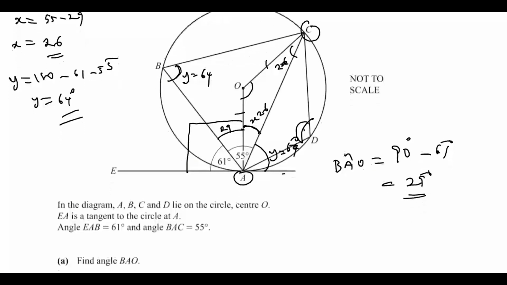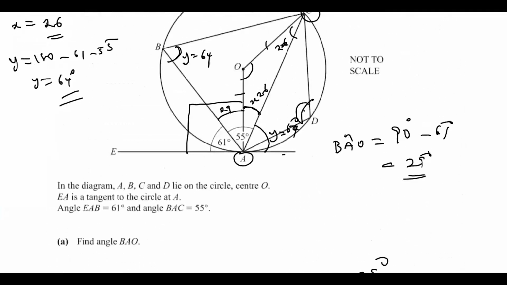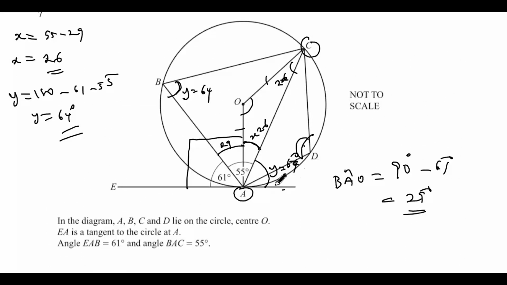So to get this angle CDA, this and this are opposite angles of a cyclic quadrilateral. So they add up to 180 degrees. So I can say CDA will be equal to 180 minus 64. So this should give us 116. Okay, so that is one way.